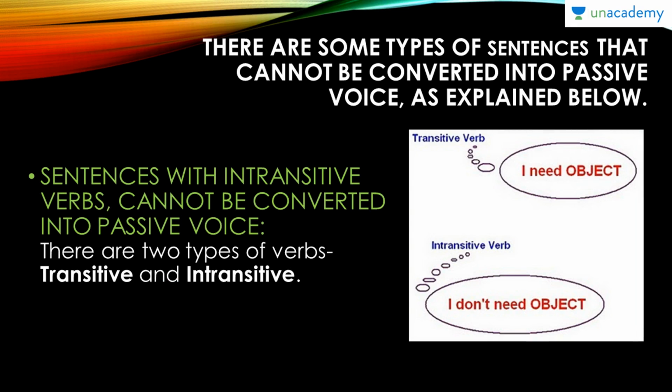Now, the other thing, sentences with intransitive verbs cannot be converted into passive. Now, what are intransitive or transitive verbs? There are 2 types of verbs, transitive and intransitive. Transitive verbs need an object in the sentence. Intransitive verbs don't need an object in the sentence. Very simple, but let me explain it a little more in detail.